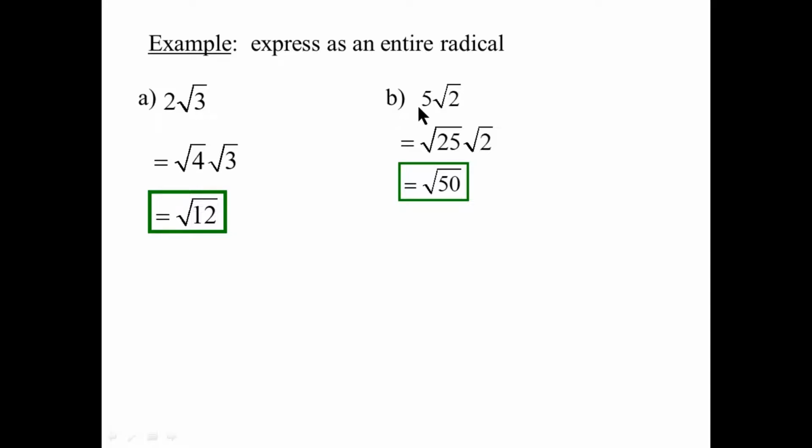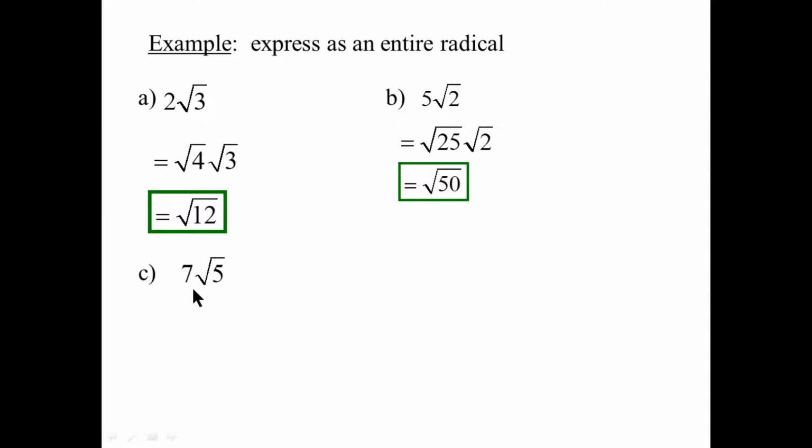Let's note, it's kind of like if the 5 wants to get inside the root sign, it has to pay the cover charge. For the 5 to get inside that root sign, the cover charge is it has to square itself. So one can just think, well, when it goes in, it's going to become 25 times 2, root 50.